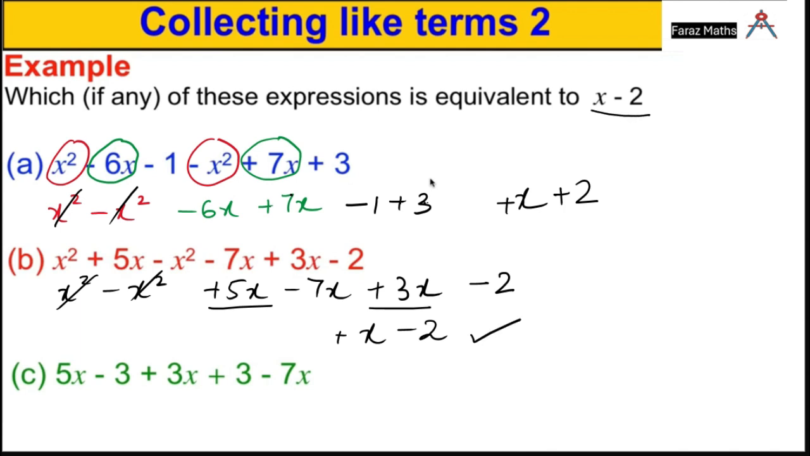But if you solve the third one, so that is 5x plus 3x, 8x, 8x minus 7x is plus x, and minus 3 plus 3 cancel with each other. So that's the answer for the third one. So the correct one is the second expression, expression B.